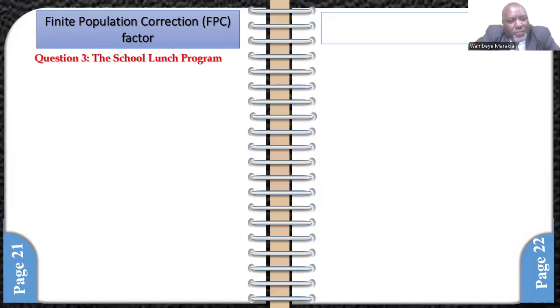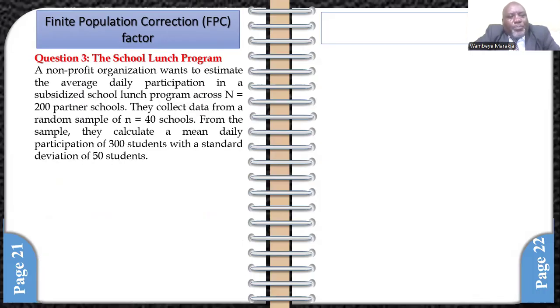Question 3. There is a large program that is to be evaluated, being implemented by the county government. A non-profit organization wants to estimate the average daily participation in a subsidized school lunch program across 200 schools. They collected data from a random sample of 40 schools. From the sample, they calculate a mean daily participation of 300 students with a standard deviation of 50 students.